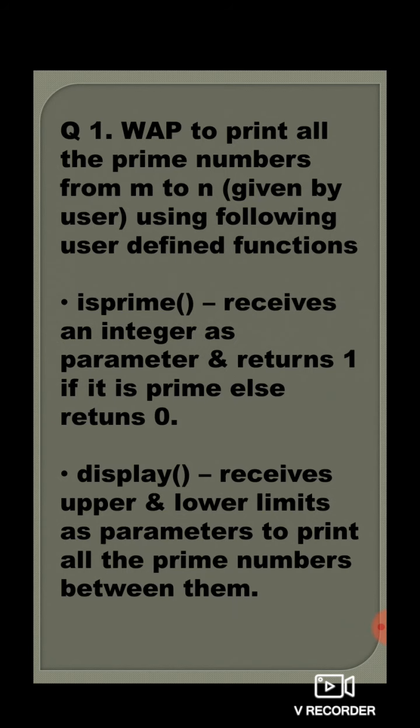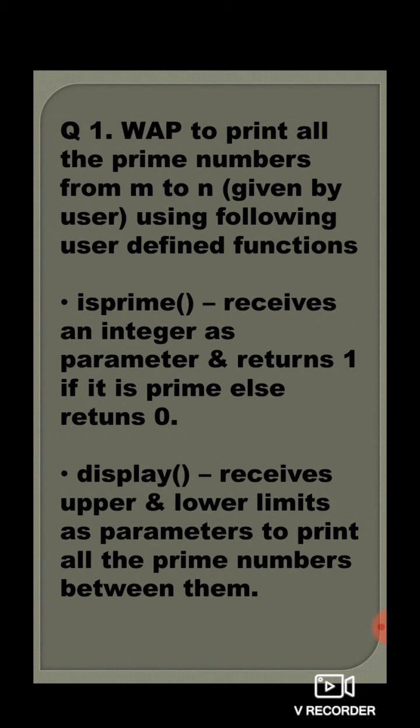Write a program to print all the prime numbers from m to n using the following user defined functions. First is the is prime function, which is going to receive an integer as parameter and return 1 if the number is prime, otherwise it will return 0. So this function will be used to test whether a number is prime or not.